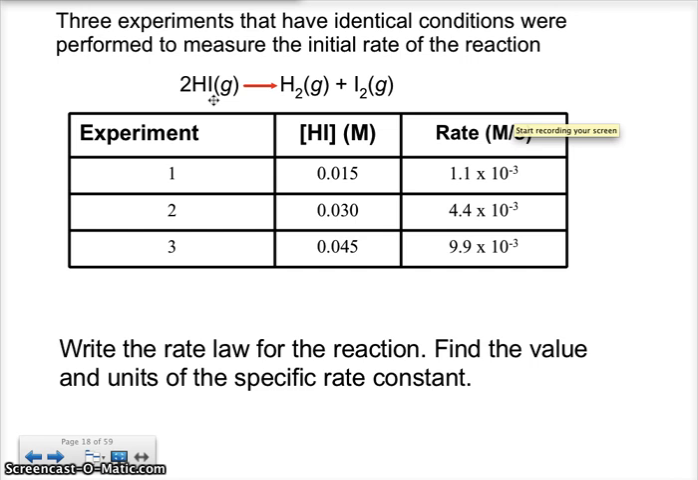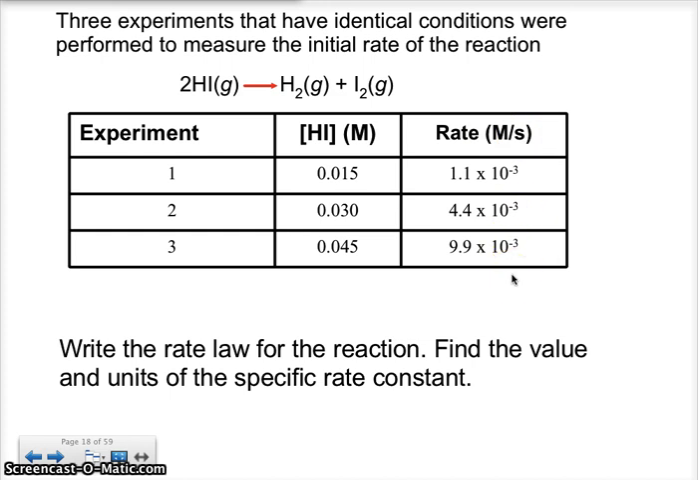So this is an example of a decomposition reaction of hydrogen iodide. It will break up into hydrogen and iodine. And you are given experimental data. Notice we've run 3 experiments in which the scientist gets to choose the concentrations and measure the rates of change in concentration per second.